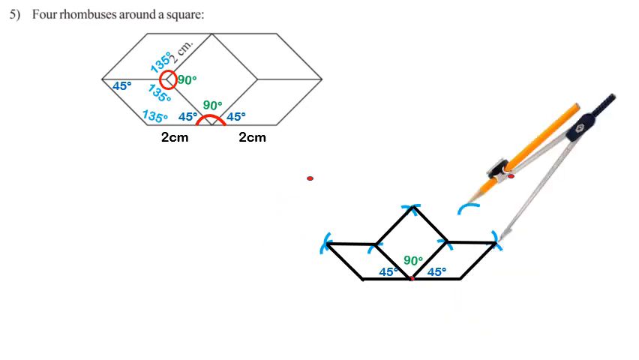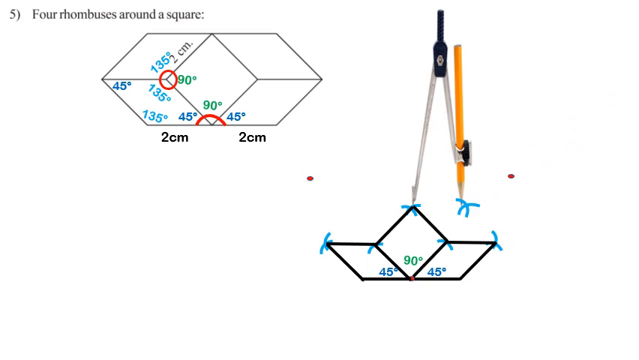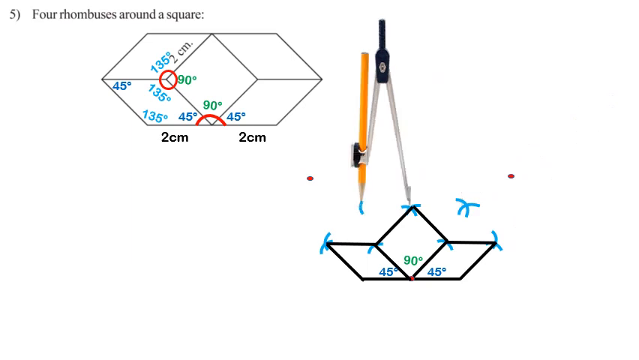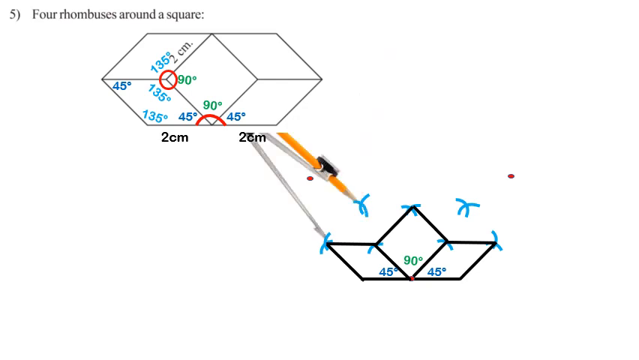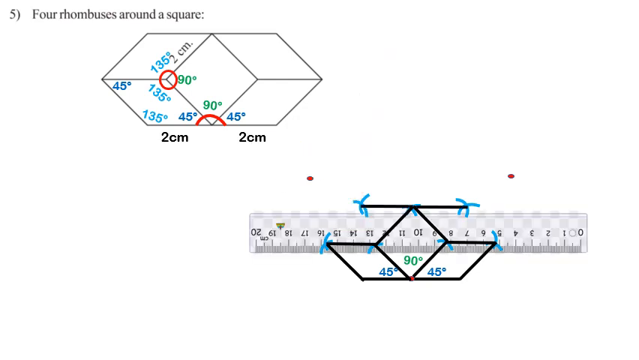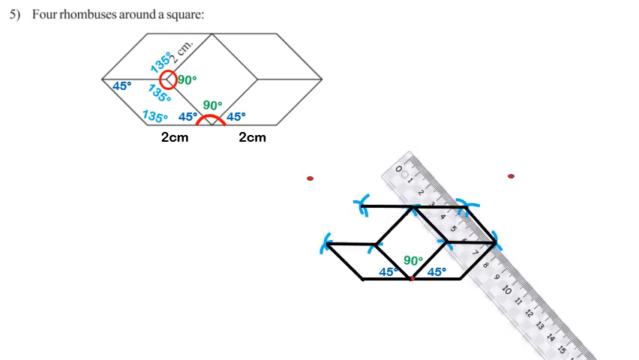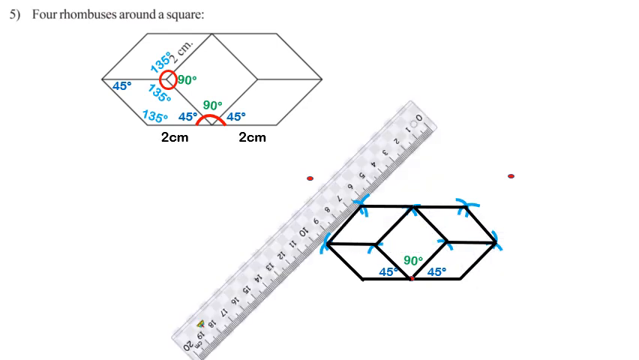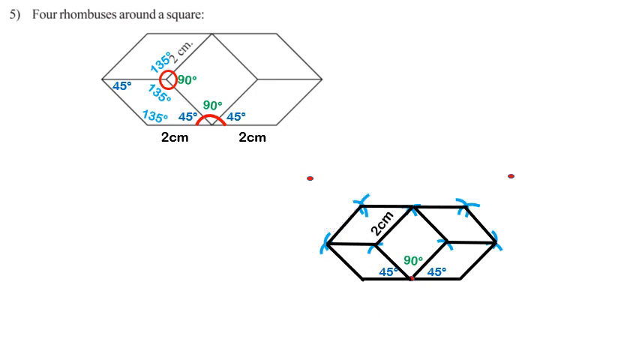Again take 2 cm in our compass and draw an arc from the vertex of the rhombus and the top vertex of the square like this. Then repeat the same from the other side. Then join these points using our ruler and complete these rhombuses as shown in the figure.